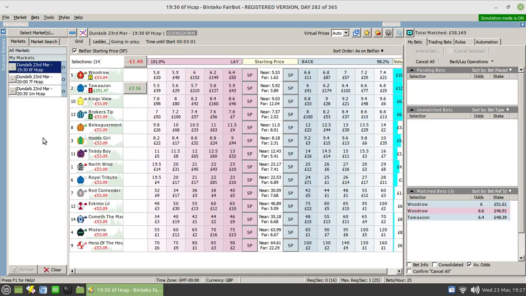And certainly in the long run, although a £5 saving on your £100 Dutch every race doesn't sound very much, in the long term it will be beneficial.